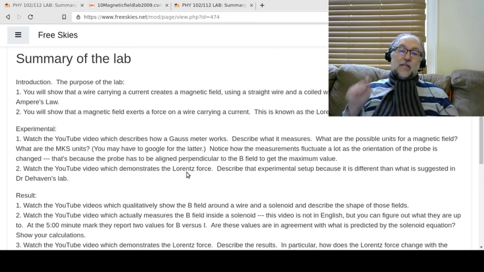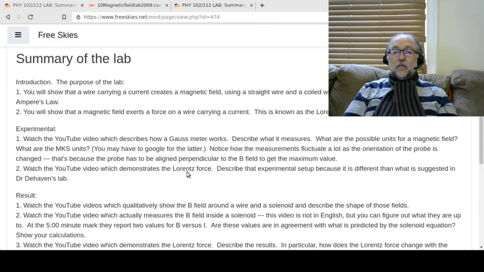Describe that experimental setup, because that experimental setup is different than the one that Dr. DeHaven has in his lab write-up, okay? Personally, I think the one that you see in that video is much better. If I were to do this lab in the future, I think I'm going to scrap that one and just adopt the technique that was used in that YouTube video.